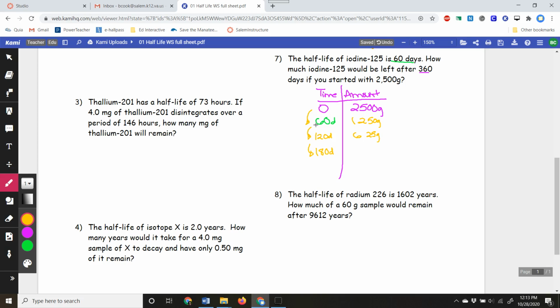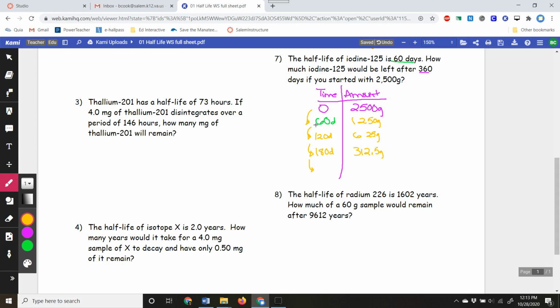And this amount is going to get cut in half yet again. So when we cut that amount in half yet again, you can type it into your calculator or do it in your head. 625 divided by 2, we'll have 312.5 grams. All right, now we need yet another 60 days because we are not yet up to 360 days. This is going to take a while. I might run out of room.